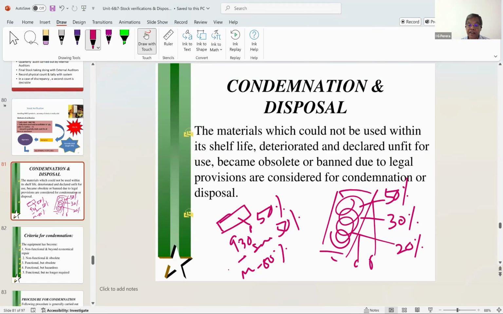What is the reason? Anybody? Yes. It is to be expired in the near future. Yes. That is their company policy. That is the policy of the organization based on FIFO. What is FIFO then?